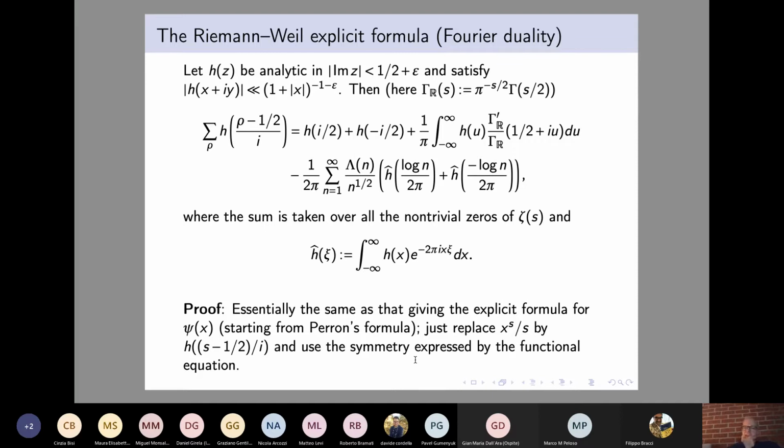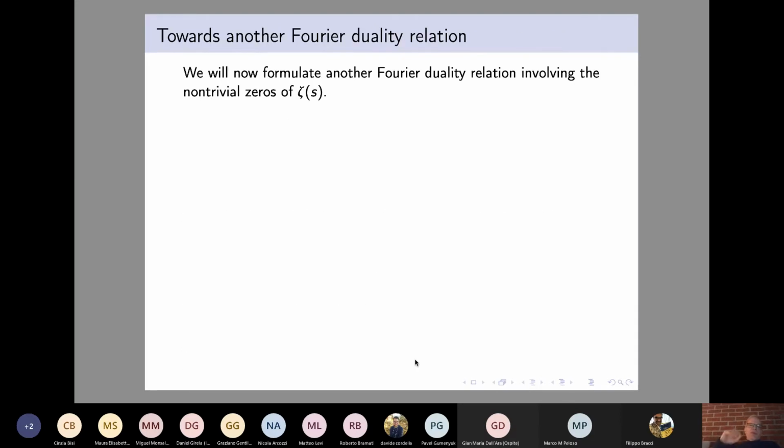So that was, I guess, what I wanted to say as an introduction about the duality between zeta zeros and the primes. So now we will move in the direction of another Fourier duality relation. Again, a Fourier duality relation that will involve the non-trivial zeros of zeta.